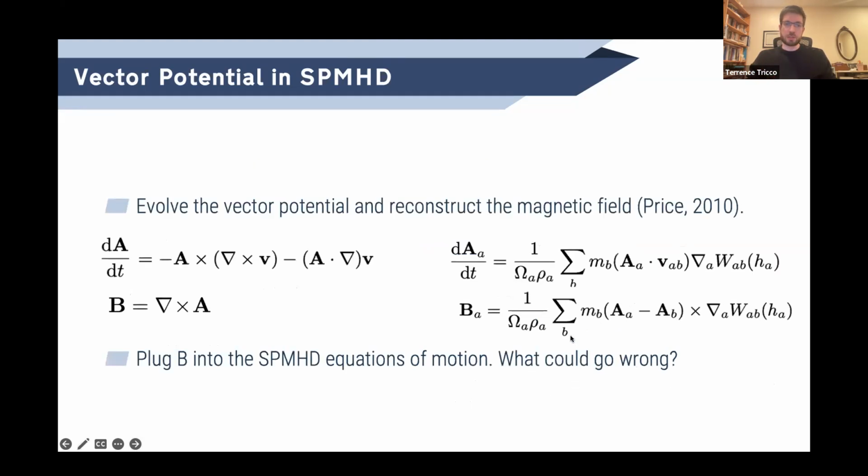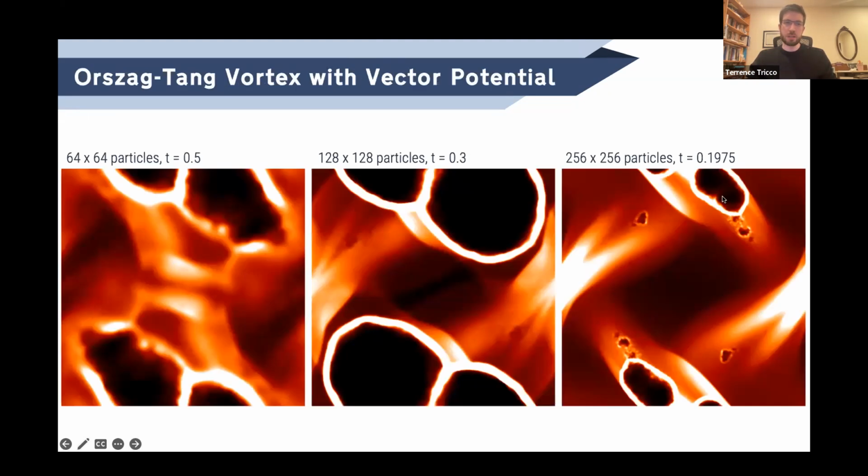Great. So in theory, all you need to do is evolve the vector potential, reconstruct the magnetic field. You have B, you could plug B into the SPMHD equations of motion. What could go wrong? And this is what Daniel did in 2010. Well, it's numerically unstable. This is the Orszag-Tang vortex at a low resolution, medium resolution, high resolution. Basically, what happens is you end up with these large, empty voids. It doesn't conserve energy. You have this exponential growth of energy, which creates these voids. As you go to higher resolution, this occurs earlier.